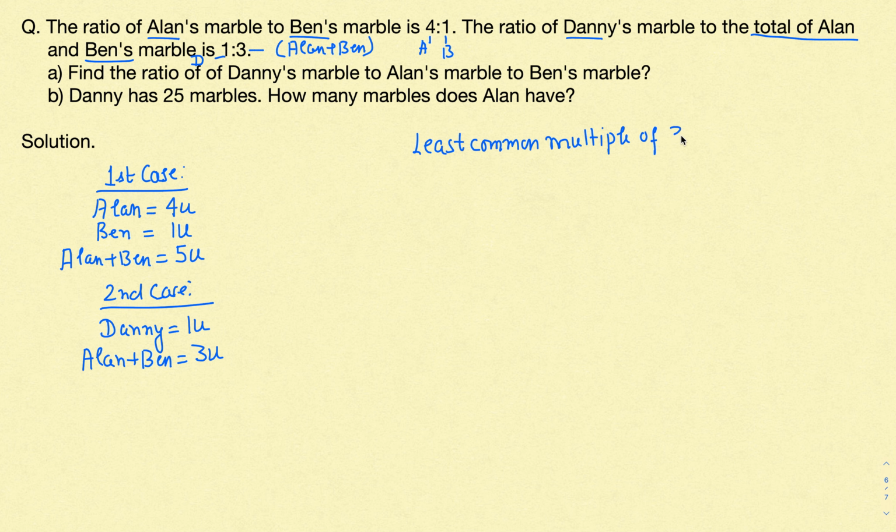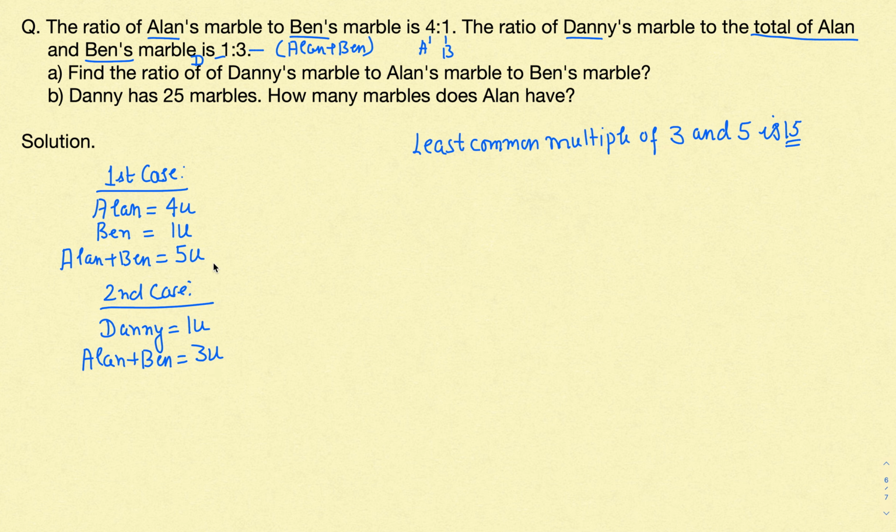Yes, it's 15. So 3 times 5 is 15. The least common multiple of 3 and 5 is 15. Now that means we can make the total number of marbles Ellen and Ben have in the first case and the second case equal to 15, since that's the least common multiple of 3 and 5.